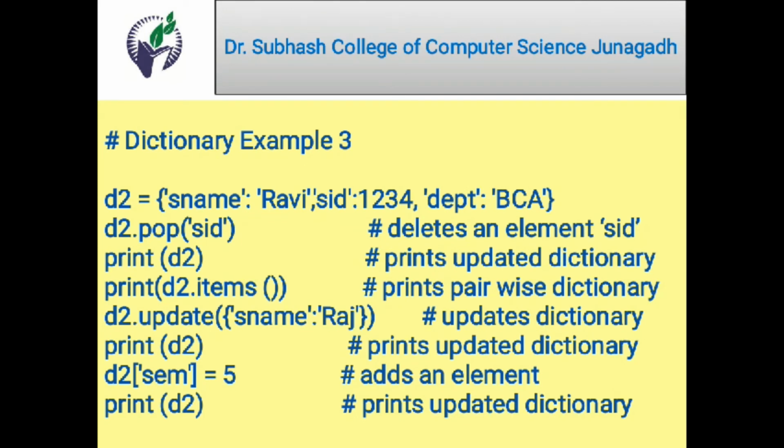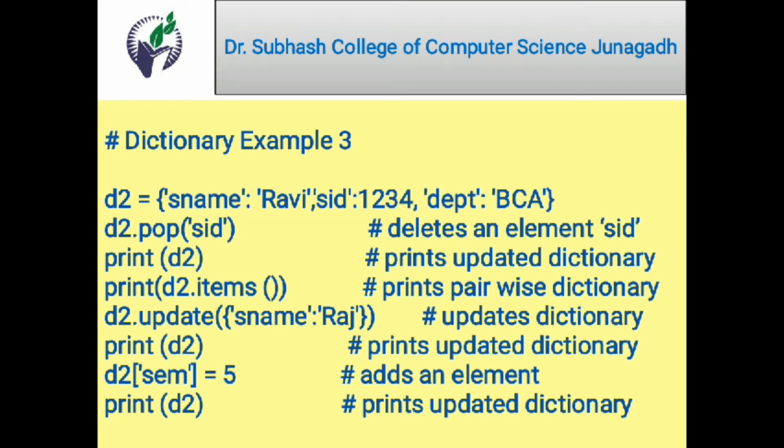Now if we want to add more information to this dictionary, if we want to add another item or element to this dictionary, how is it possible? It is possible similarly: D2 in square brackets. We are writing in single quotes, we want to add semester detail. Here the value is 5 that we are assigning to the key SEM. So another element is added at the end. So student name Raj, student ID removed, department BCA, and semester 5.